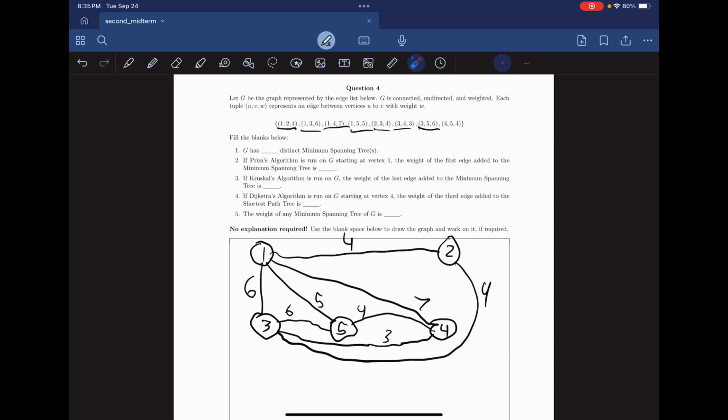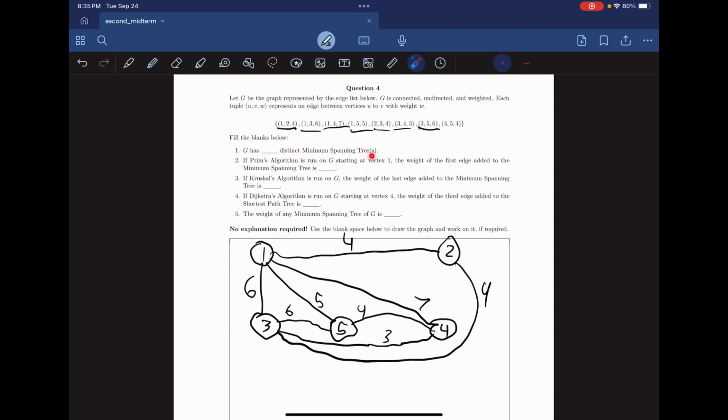That's a spanning tree. A minimum spanning tree is taking all of the possible spanning trees and finding the one that has the lowest total weight. So if you add up all the edges in your spanning tree, you're trying to get that as low as possible to get the minimum spanning tree.